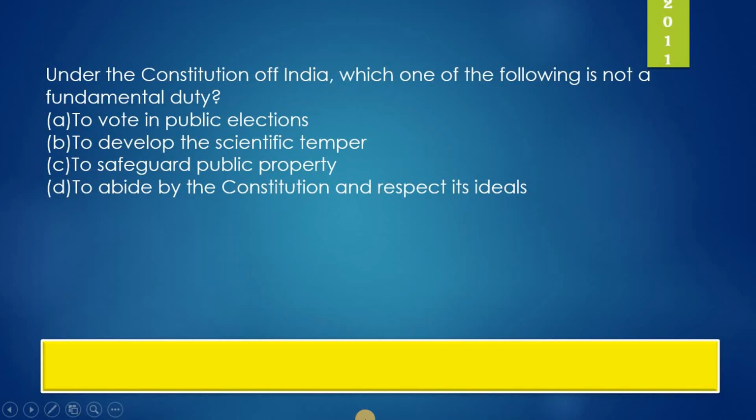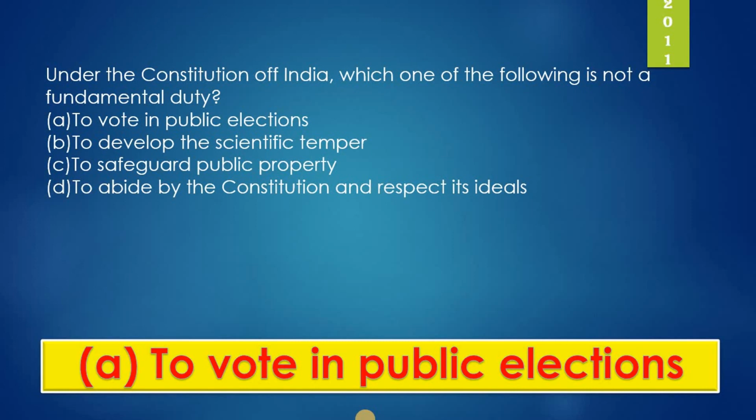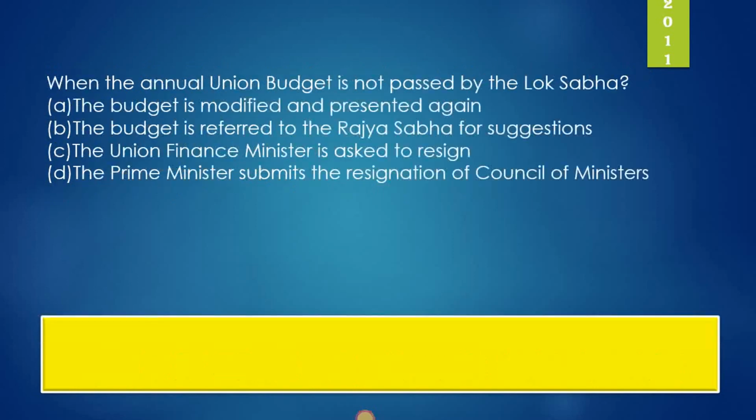Next question. Under the Constitution of India, which of the following is not a fundamental duty? Direct question. This is also one. So option 1 says to vote in public elections, to develop the scientific temper, to safeguard public property, or to abide by the Constitution and respect its ideals. So which one of the following is not included in the fundamental duty of a citizen? The answer is to vote in public elections. This is not a fundamental duty, and the rest all three are the fundamental duties that have been vested on the citizens of India. Okay, next question.